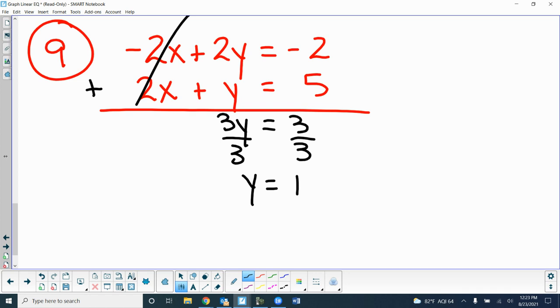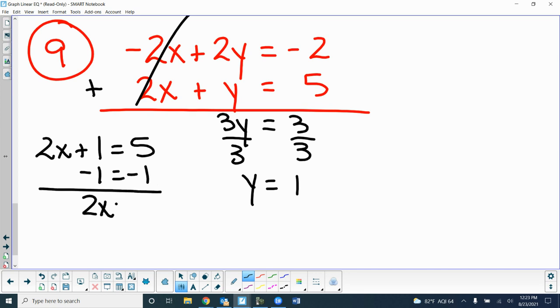And then you substitute 1 into either the top or bottom equation. Doesn't matter. I'll just do the bottom one. So it's 2x, and instead of y I'm going to put a 1 and then solve for x. So we get (2, 1). That's elimination. Any others you want me to go over?